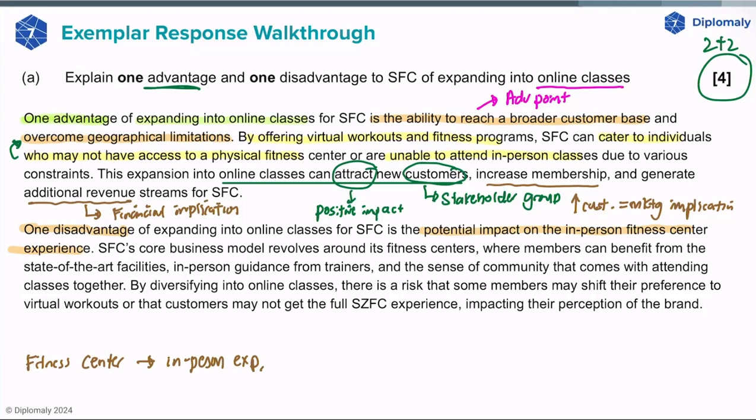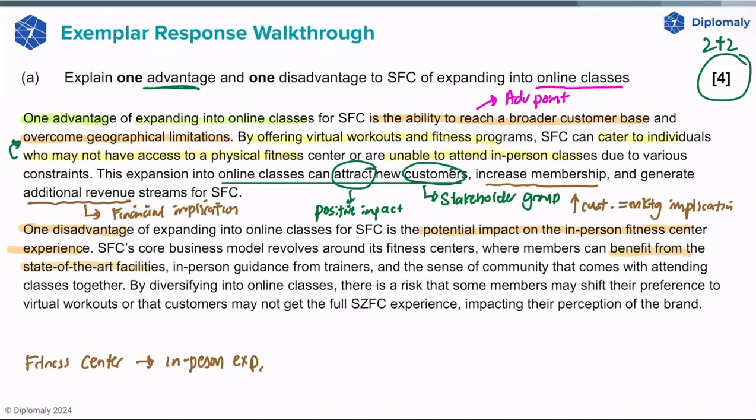So what this disadvantage point is raising is that if SFC were to expand to online classes, they're going to have a bit of trouble because it might undermine the in-person fitness experience, because at the end of the day, fitness centers are more of a tangible type of service that we're providing to customers, right? So as you can see in the second sentence, it says, well, SFC is a business that revolves around fitness centers. People or members generally benefit from state-of-the-art facilities and in-person guidance from trainers. So this aspect would be particularly important because it considers the nature of the business, which obviously demonstrates application.